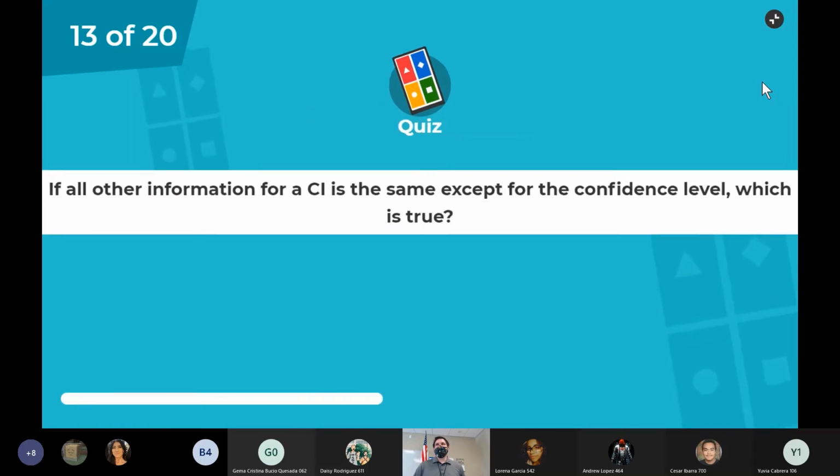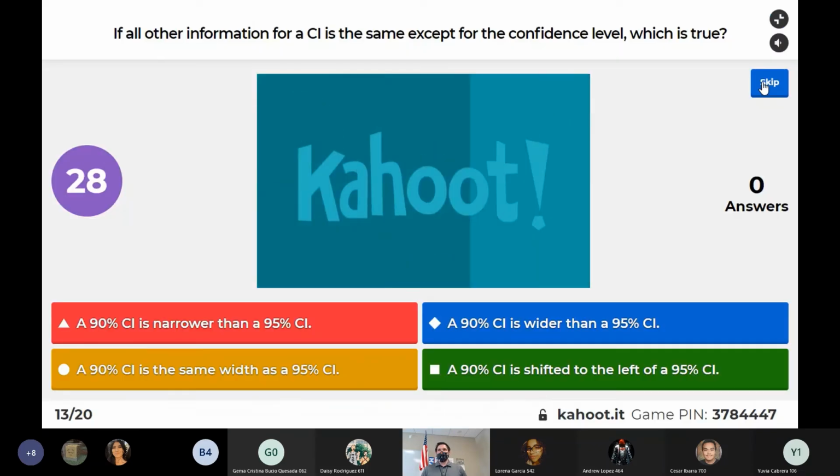If all other information for a confidence interval is the same except for the confidence level, which is true?